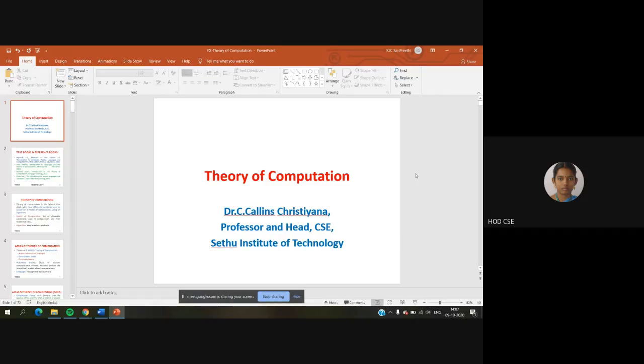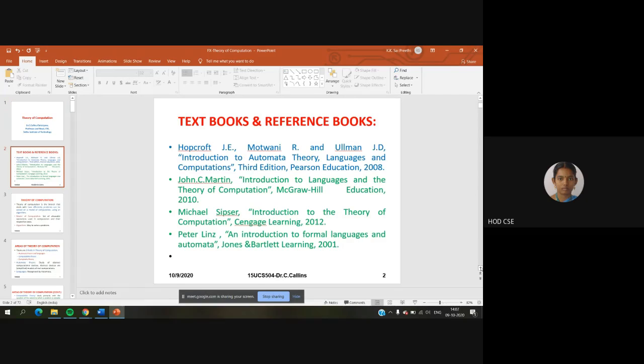So myself, Callens Christiana. I'm heading the Department of Computer Science and Engineering, State Institute of Technology. So today I'm going to take a class on theory of computation. And these are the books I referred to for preparing the material. Kindly take a note of this also. The blue color text is very important. You can learn the main concept from this Ullman book, and the other three are additional. So you can take a copy of this so that you can refer to anything from this book. This will be very helpful to you.